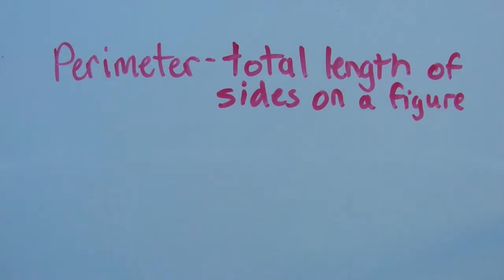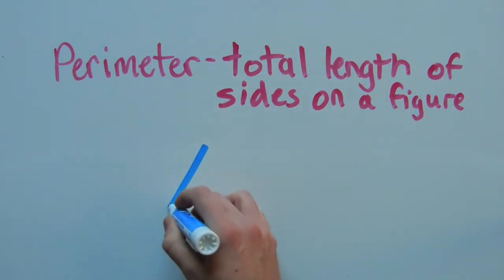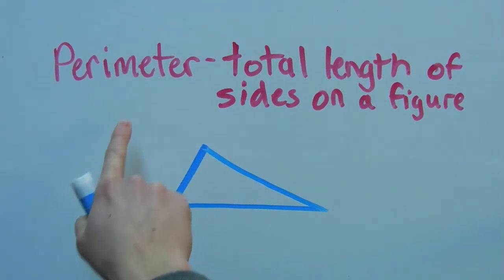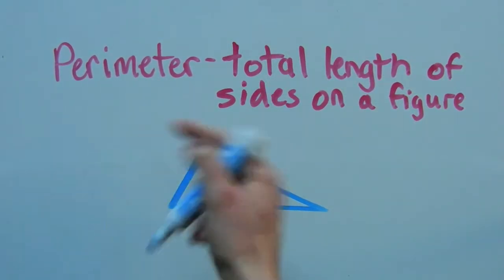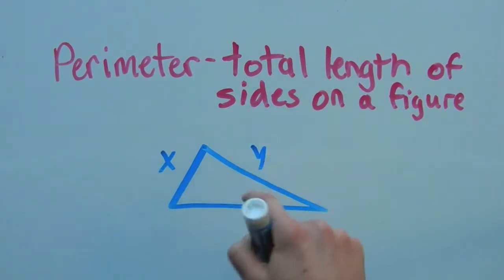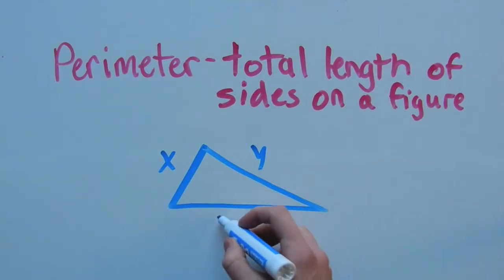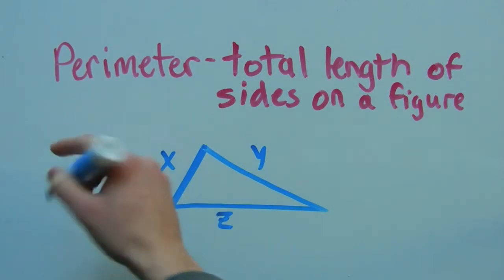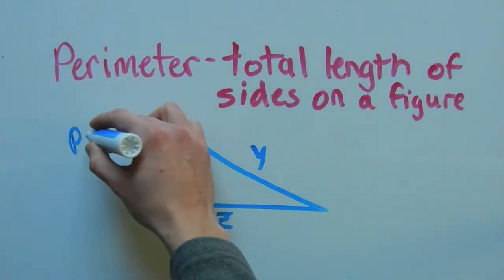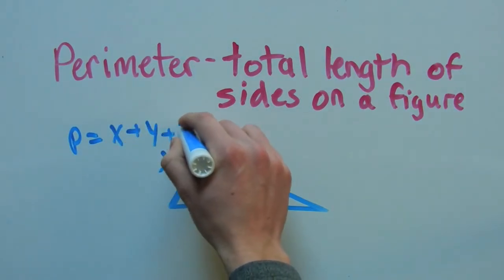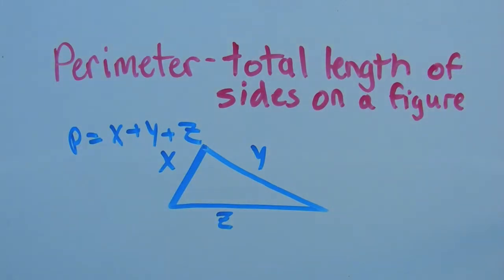So starting off, if we're to have a three-sided figure, we know that a three-sided figure is a triangle. So the perimeter of a triangle would be one side, let's name this side x, plus the length of the second side, y, plus the length of the third side, z. So perimeter, and we're going to say that perimeter is p. So the symbol p stands for perimeter, and the perimeter in this case equals x plus y plus z. So let's go ahead and measure that out.